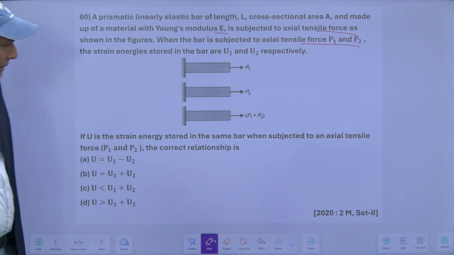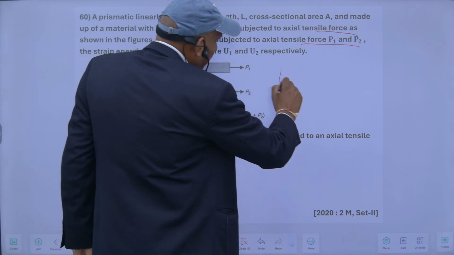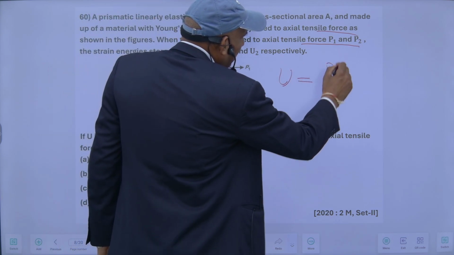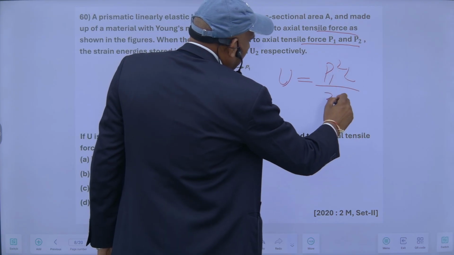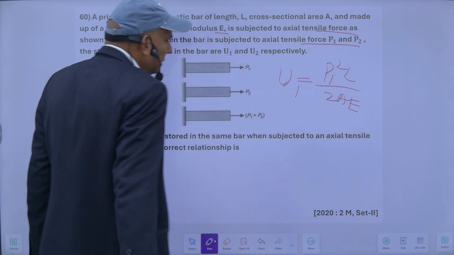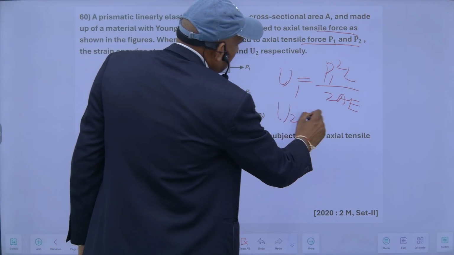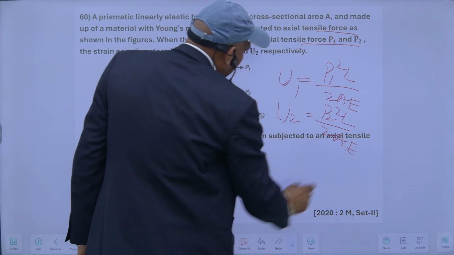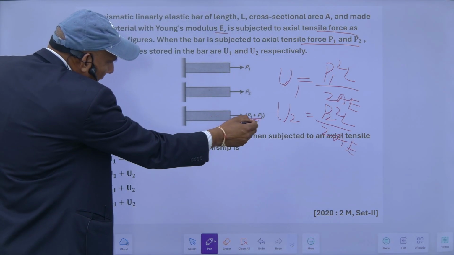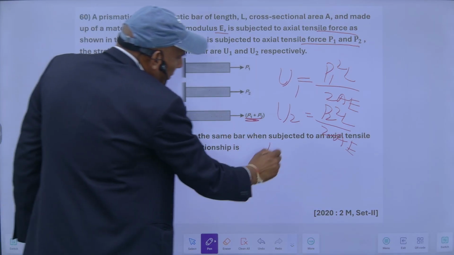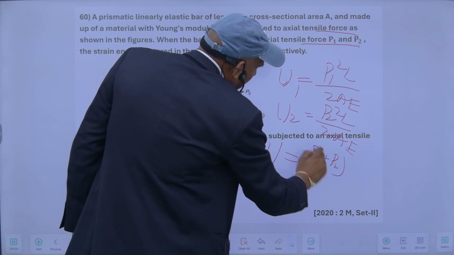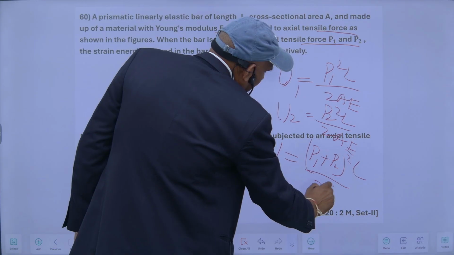So it is very simple. Strain energy is equal to P1 square L upon 2A. In the first case, this is U1. In this case, it will be P2 square L upon 2A. And in the third case, when I have applied the sum of this, it is U. So U will be square of P1 plus P2, squared, into L upon 2A.